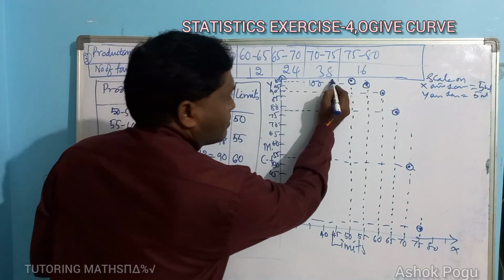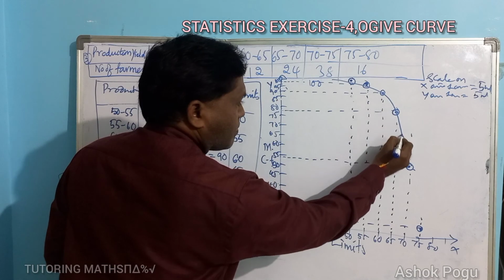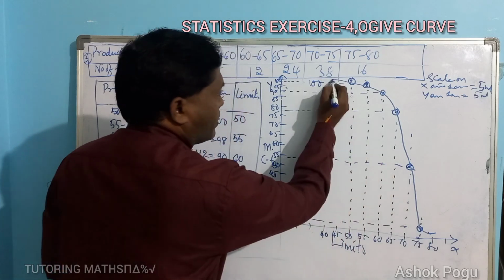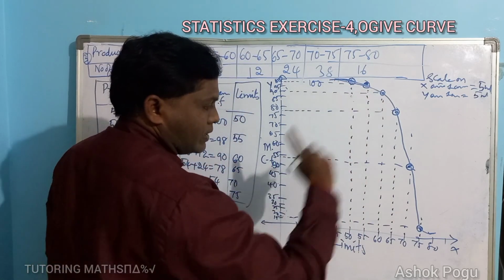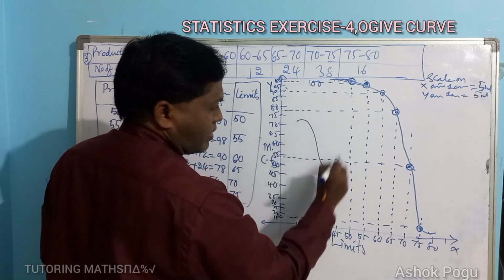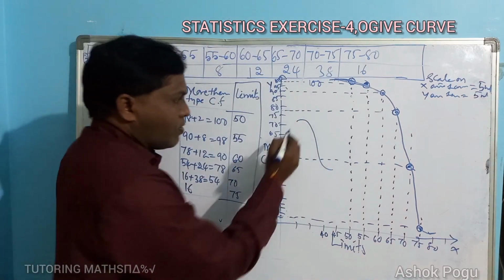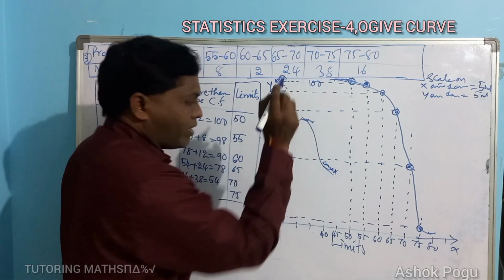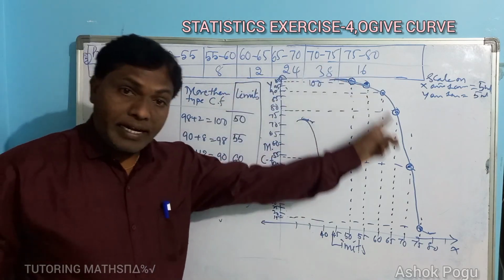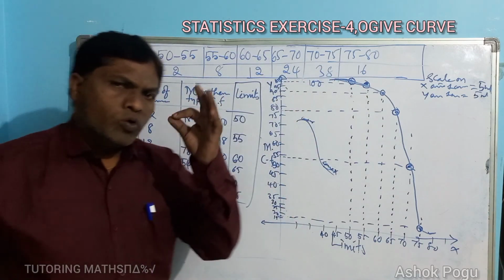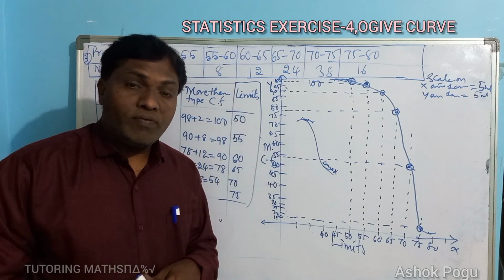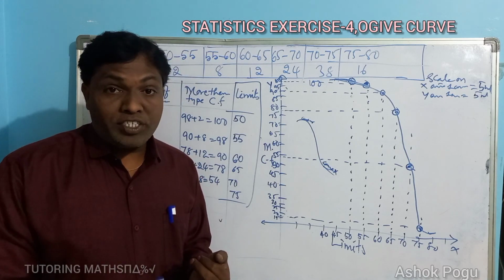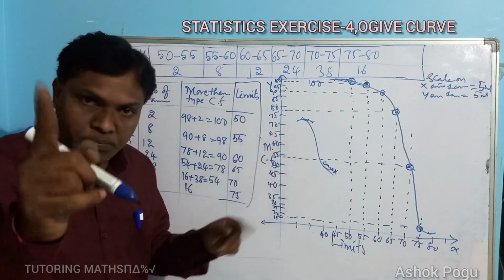Let us join them. See the shape from here. This is an S-type shape. First concave and then convex. Greater than type or more than type ogive curve. So this is the ogive curve. Ogive curve is a most important question in examination. In your term examination and even in the final examination, you may get this question. Practice properly. That's all.